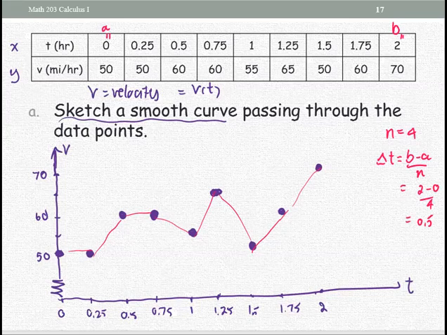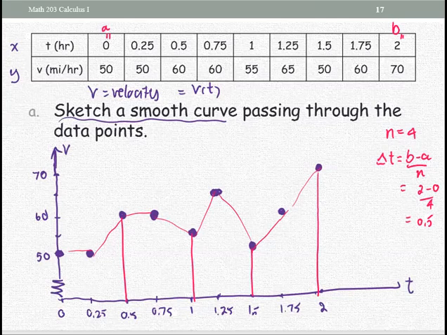So that means you're going to make it into 4 equal subintervals with width 0.5. From the graph, you just make a partition at 0.5, the next at 1, the next at 1.5, and the next at 2. Now we have 1, 2, 3, 4, four equal subintervals. Any questions at this point?